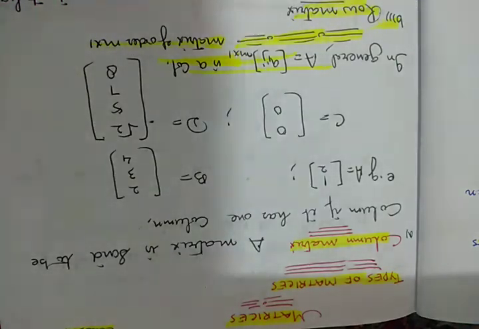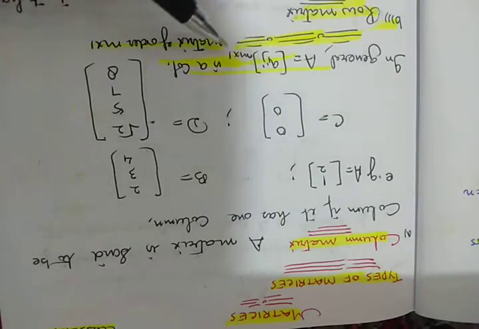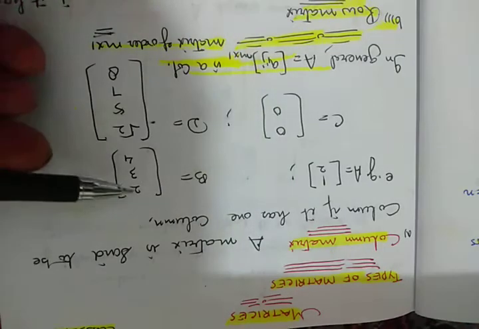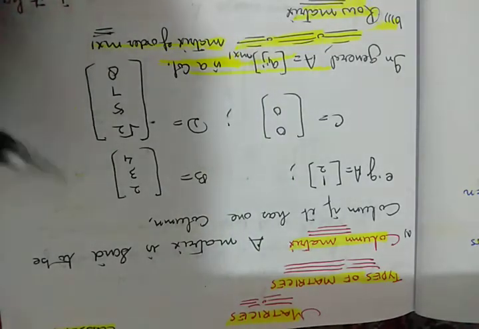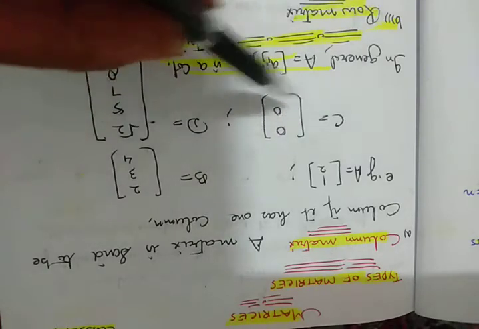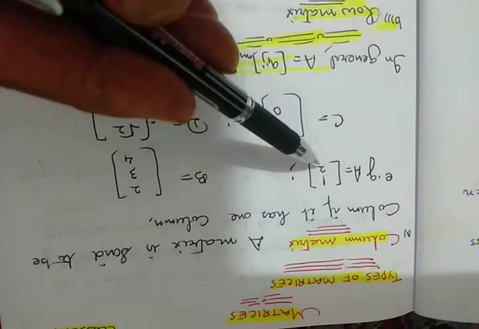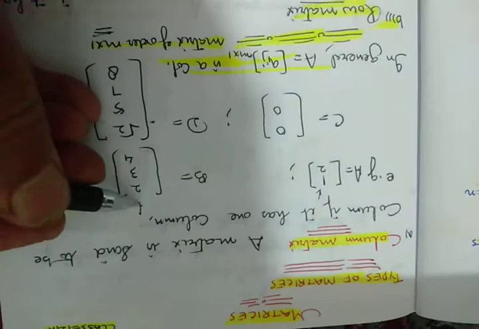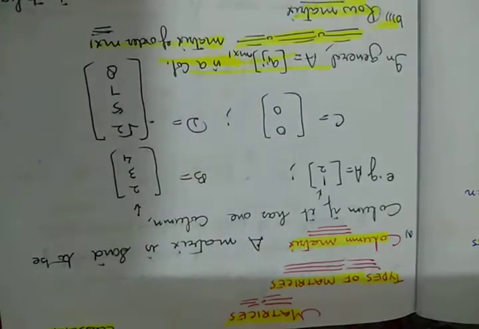In general, A equals [a_ij] of order m into 1. M is the number of rows, and in place of n there is 1, meaning the column count is 1, so it is a column matrix of order m by 1. This is called the column matrix, where there is only a single column. Rows may be many, 1 2 3 rows, 1 2 3 4 rows, but the column is one, running from top to down. This is called the column.